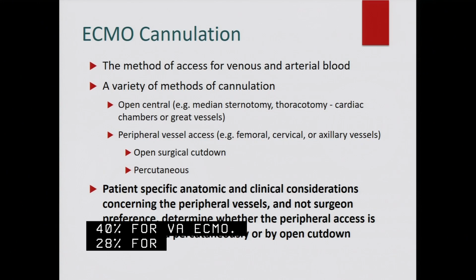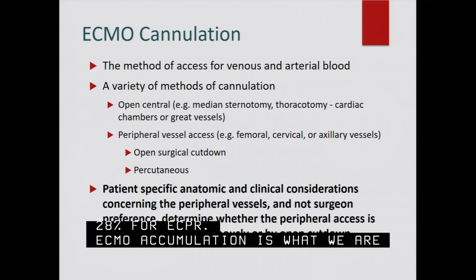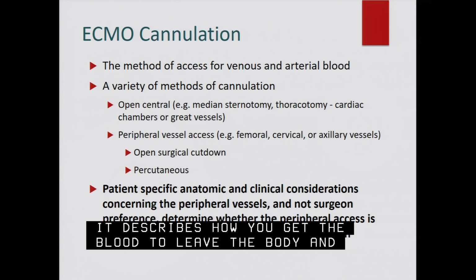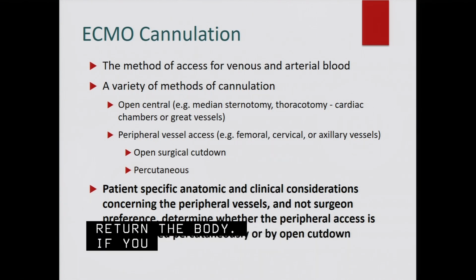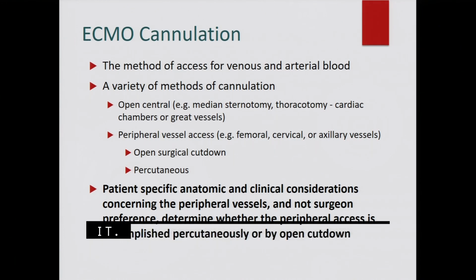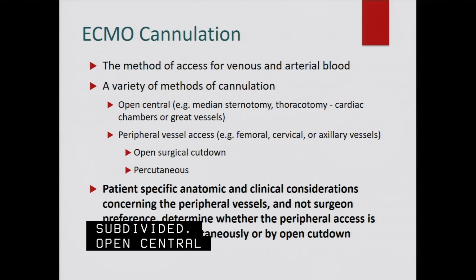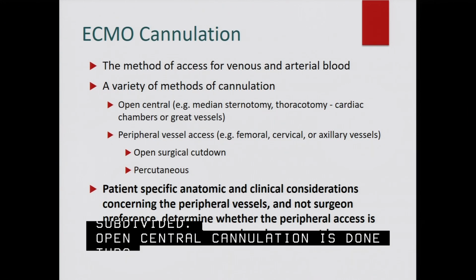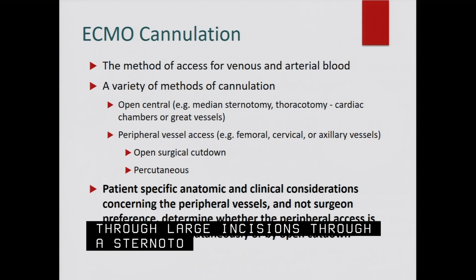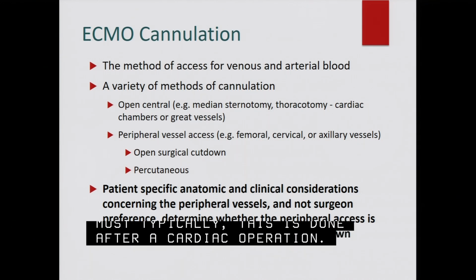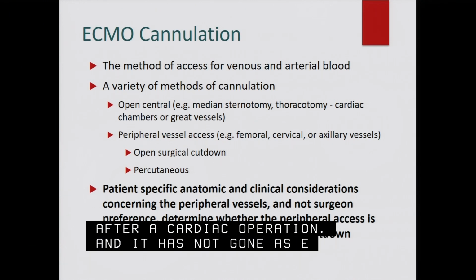So ECMO cannulation, what we're here to talk about today in detail, describes how you get the blood to leave the body, go to this machine, and return to the body. There are basically two overarching ways to do it, and one of those is subdivided. Open central cannulation for ECMO is done typically through large incisions, through a sternotomy incision or a thoracotomy. The cannulas go directly into the cardiac chambers or the great vessels. Most typically this is done after a cardiac operation that has not gone as expected and somebody needs temporary mechanical circulatory support, and the intent is recovery.